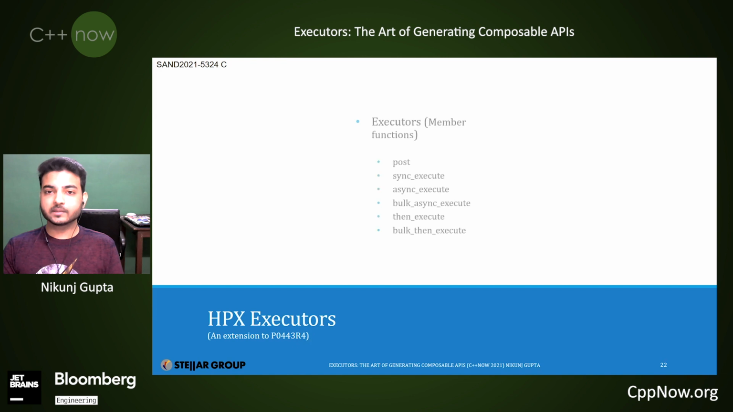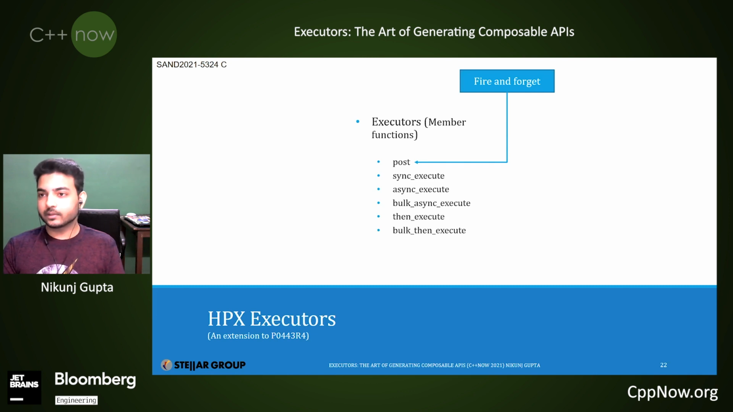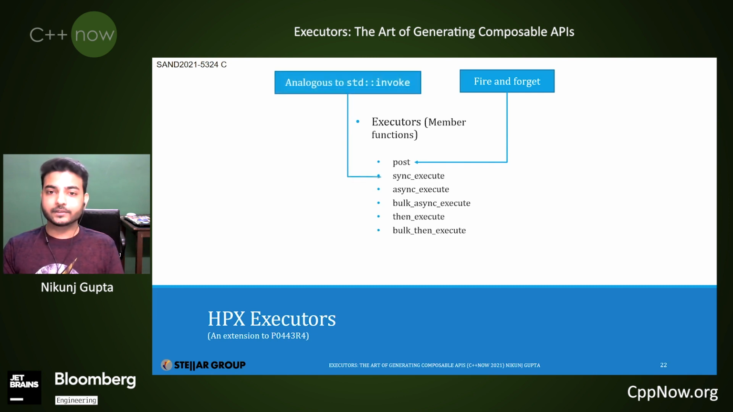So based on that, HPX executors. An executor in HPX will have one or more functions of post, sync execute, and so on. Essentially, every function has a different meaning. For example, post is a fire and forget method. In post, all you do is pass in a function to execute, but you do not really want the result back. Hence, a fire and forget version. With sync execute, it's analogous to std::invoke, wherein you invoke a function, you want the result back, and you want it to be blocking.